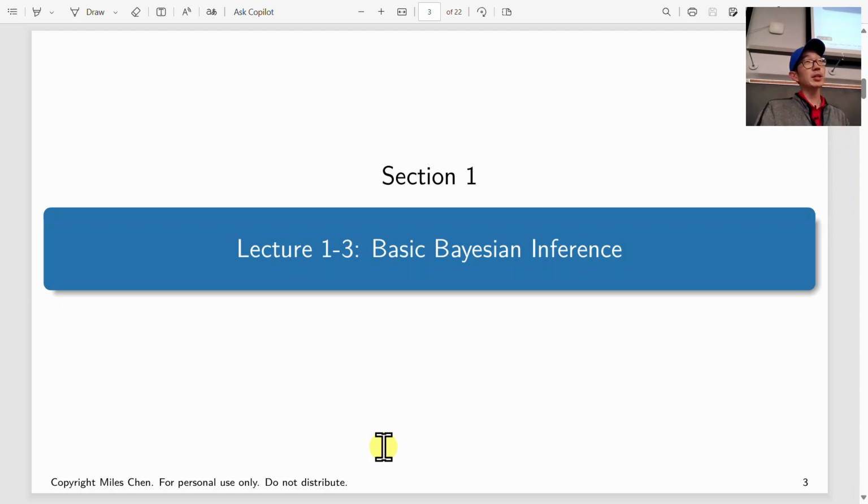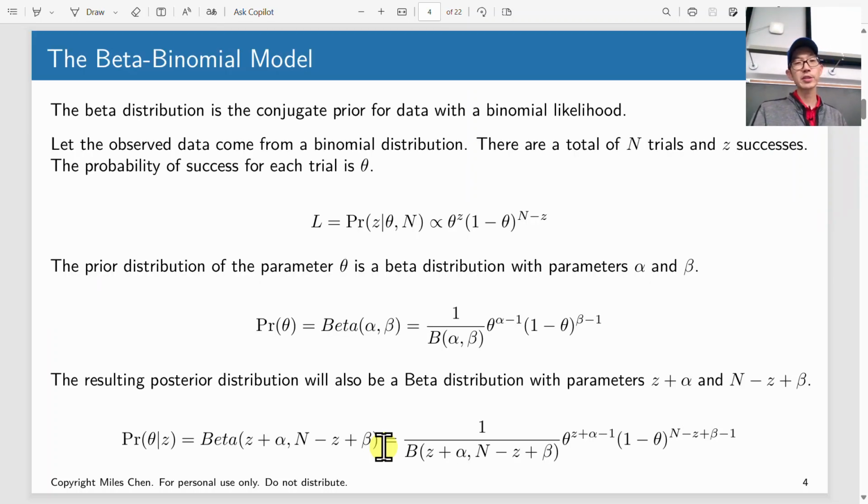Okay, let's talk about inference. Now that we're in this paradigm of Bayesian statistics and we're treating our unknown parameters as random variables, let's talk about how we would do some inference. So far we've been looking at the beta distribution along with data coming from a binomial situation, and we call this the beta binomial model because the beta distribution is the conjugate prior to a binomial likelihood.